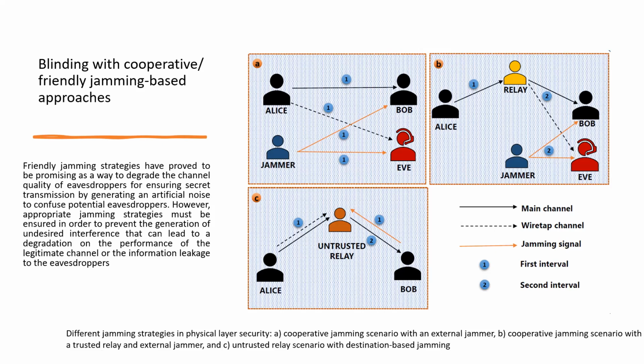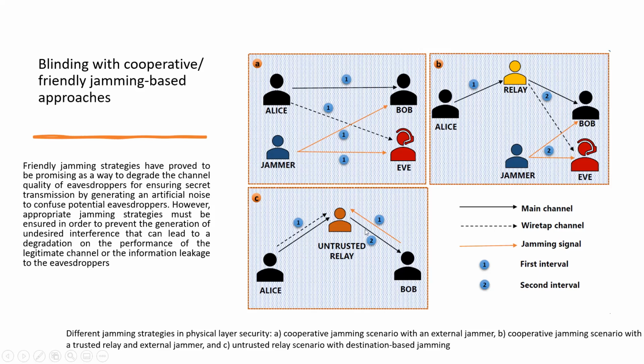For example, consider the first scenario A. We have Alice, Bob, and Eve. We hire an external jammer or friendly jammer that will hurt the attacker without hurting ourselves. Another case is that we have cooperative communication with the help of a relay, and the relay is a trustable relay. There is an attacker who is trying to listen to the communication from the relay to Bob. We can hire a jammer, a friendly jammer, to hurt his communication.